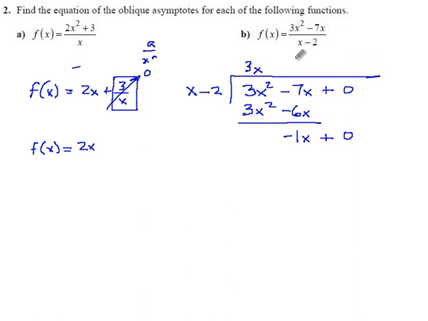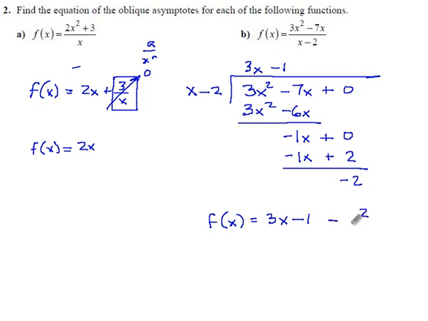Now, x goes into negative 1x, negative 1 times, and that gives us negative 1x. Negative 1 times negative 2 gives us plus 2. I guess it's good that we have this column for the whole numbers, or that 2 would kind of have no place to go. And we do negative 1 minus negative 1. That cancels. 0 minus 2 is negative 2. And so our finished thing is that f of x is 3x minus 1. That's the quotient. And then minus 2 over x minus 2.